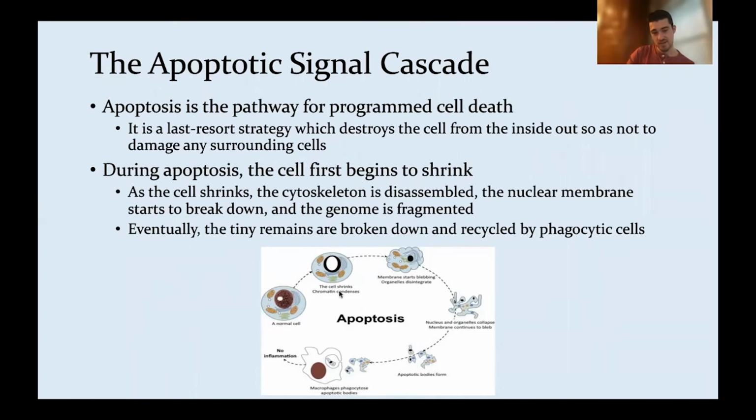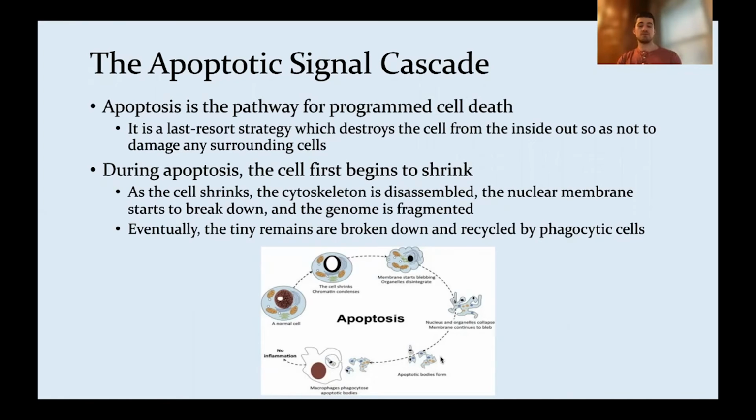There's a normal cell, the cell shrinks, the chromatin starts to condense. You can see over here, the membrane starts blebbing, the organelles start to disintegrate. There are caspases, which we're going to talk about in a second, that are just flying around the cell. They're destroying the proteins. Everything's being broken down. The cytoplasm is blebbing off, and it's just breaking down into tiny little remnants of the cell that it used to be.